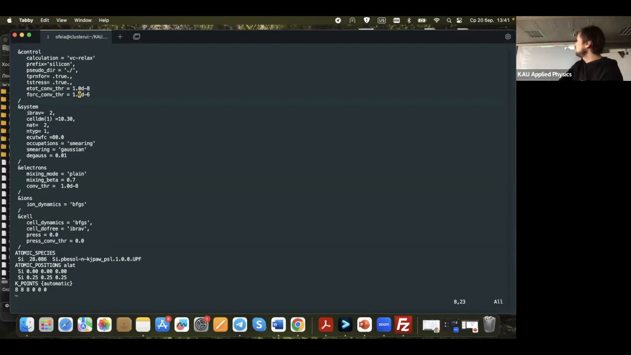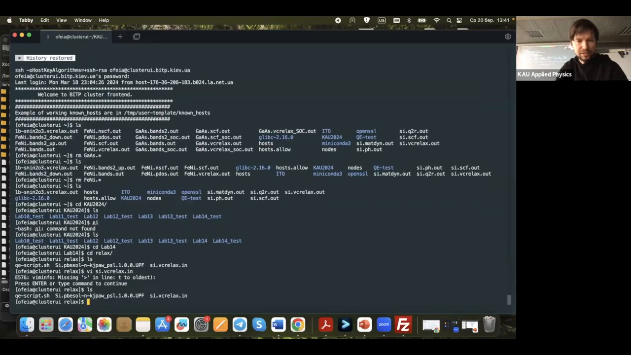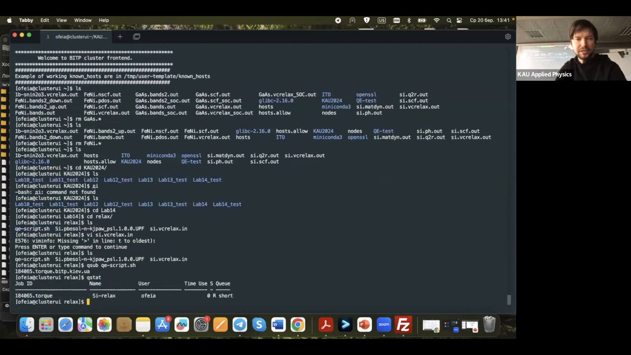And the beautiful thing about this diamond silicon is that the forces are already very low. They are almost zero. That's why the situation is easier. And also, yeah, we can start it, and then I will show you the differences in SCF. You can start it by qsub script. Yesterday when I tried it, it took like 40 seconds for relaxation. So for eight cores in the short queue, it will take 40 seconds for diamond.